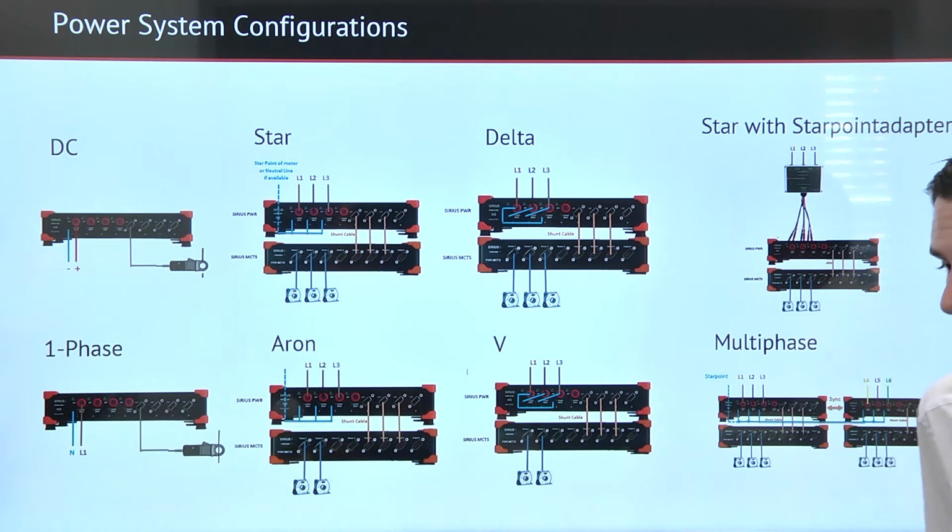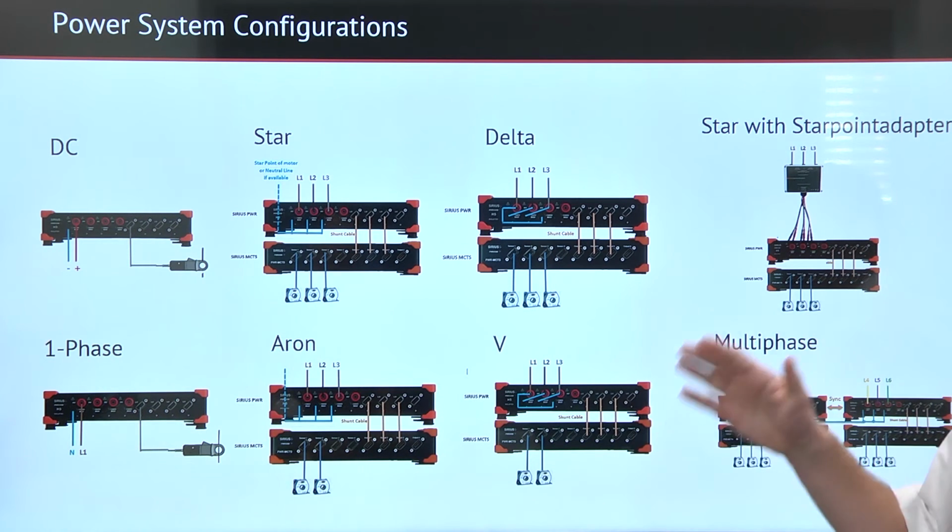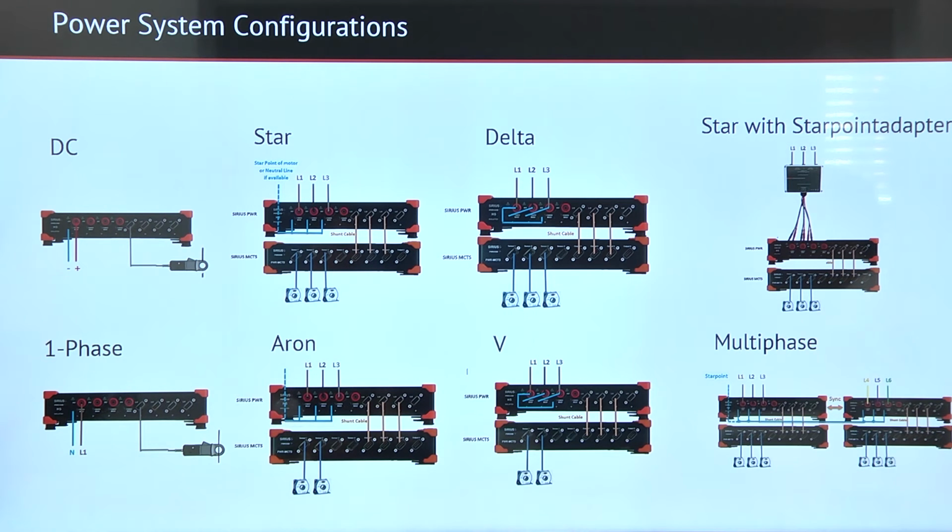So like this simple power measurement we did at this light bulb, we can do actually any kind of system configuration. It can be a 3-phase star delta ARON connection, it can be a 2-phase connection, it can be a DC power 1-phase connection, it can be even a multi-phase motor up to 12 phases. So the Dewesoft power analyzer actually can be used for any kind of system configuration.